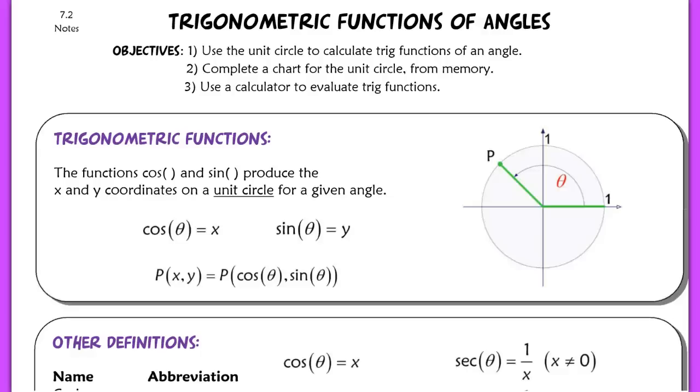This lesson is for section 7.2. We're going to be looking at trig functions of angles. So we have three different objectives for the day. Our first objective is to use the unit circle to calculate trig functions of an angle.